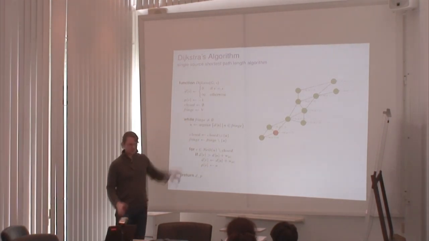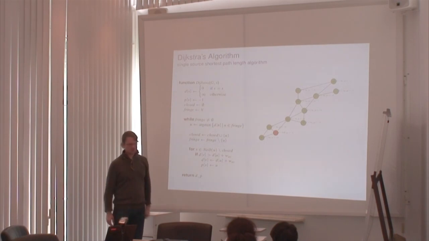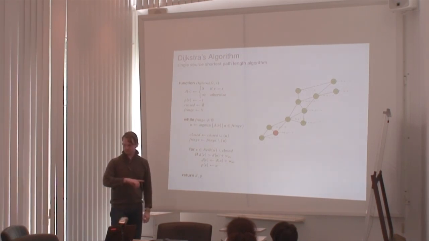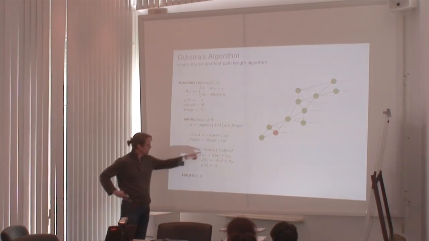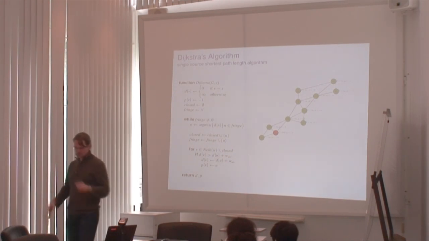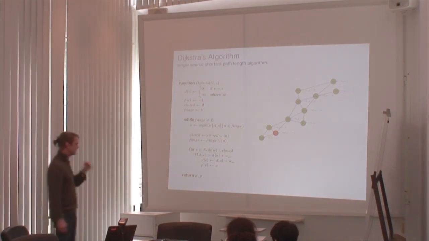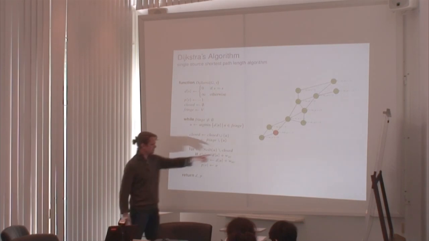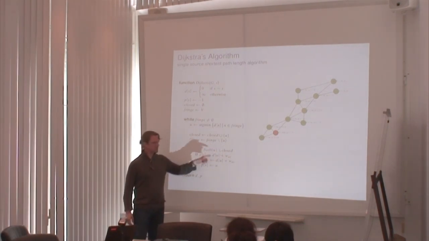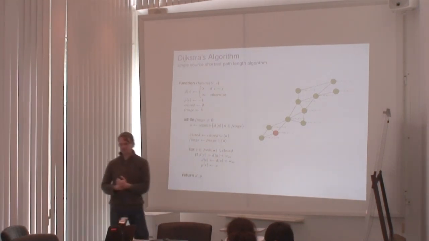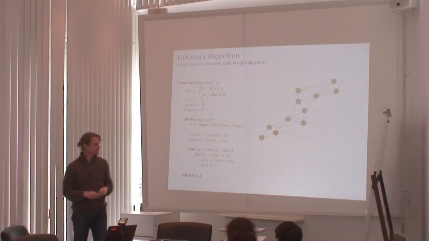This node we select from the fringe will be added to the closed list and removed from the fringe. And then we will consider every neighbor of this node, unless it is in the closed set. So all the neighbors of this node that are not yet closed will be examined.